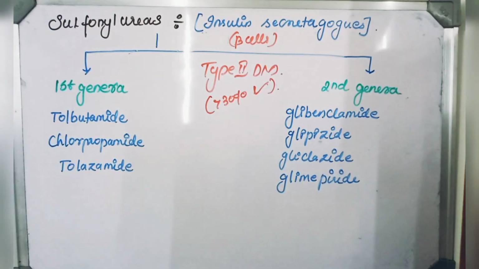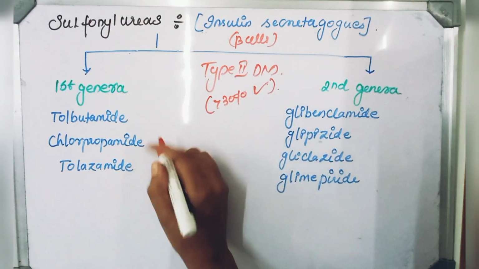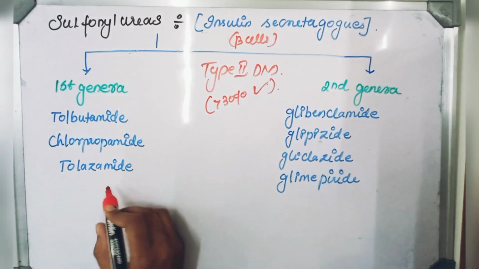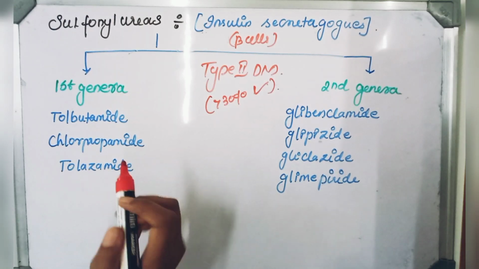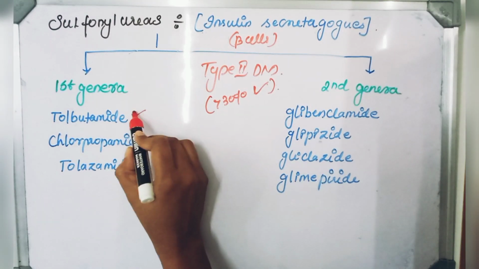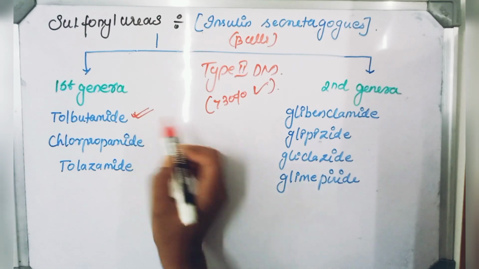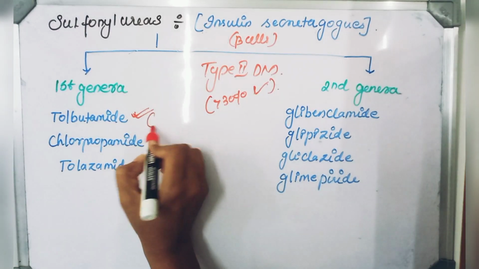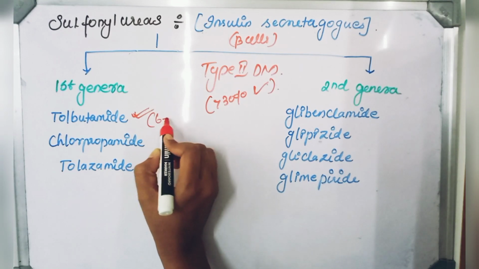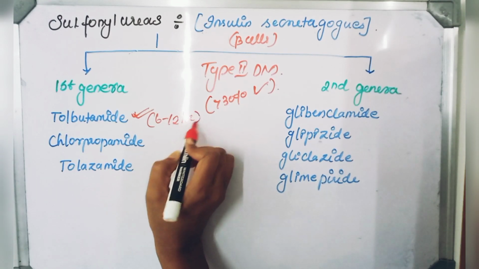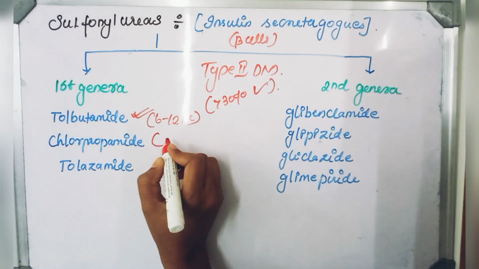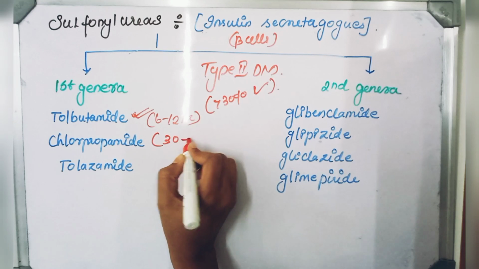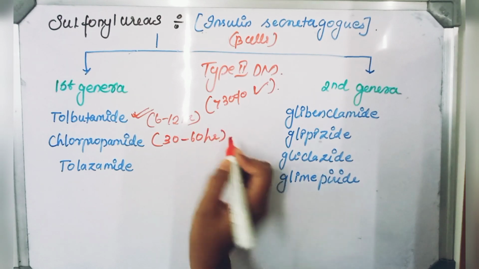Sulfonylureas have two generations of drugs, first generation and second generation. The first generation has tolbutamide, chlorpropamide and tolazamide. Two of these drugs are not in use for other reasons. Tolbutamide is still in use but is less potent when compared to the second generation. It has a half-life of 12 hours, while chlorpropamide has a half-life of 30 to 60 hours.